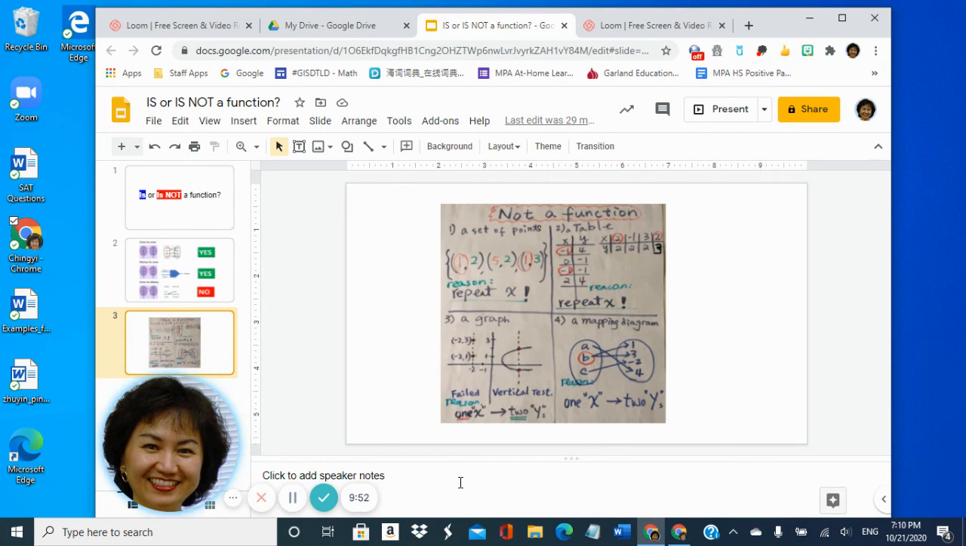Now, you should all know how to judge whether it is a function or not. Simply speaking, you are looking for repeated x. If there is repeated x, then that's not a function. If you do not see repeated x, then it is a function.